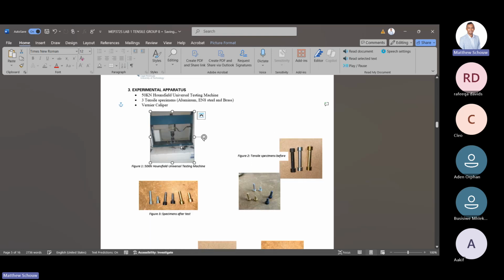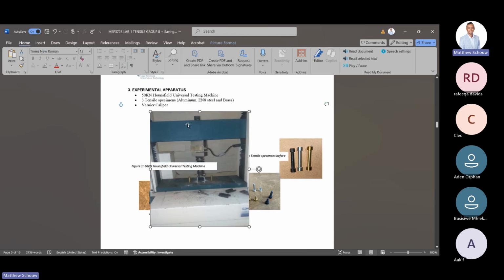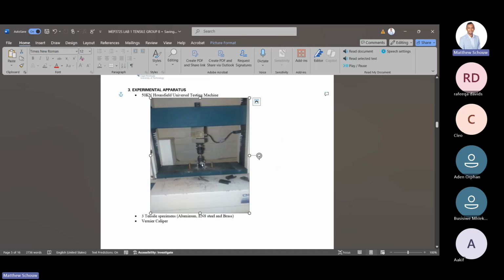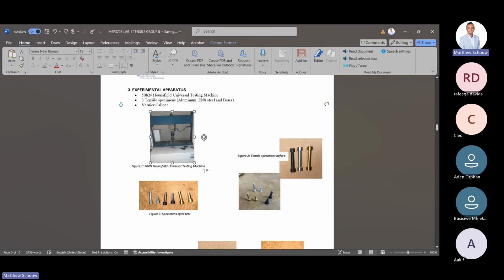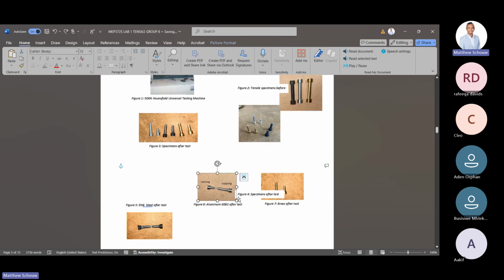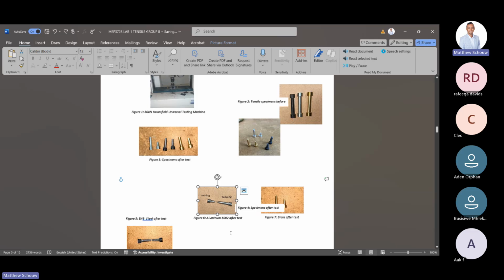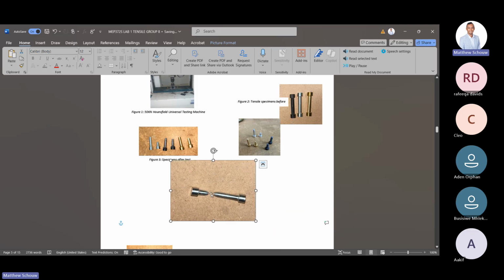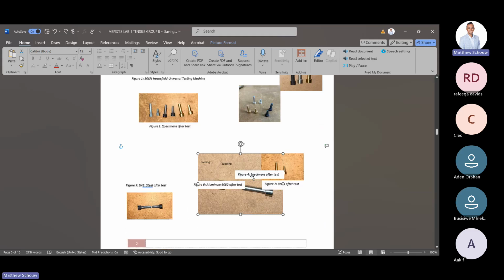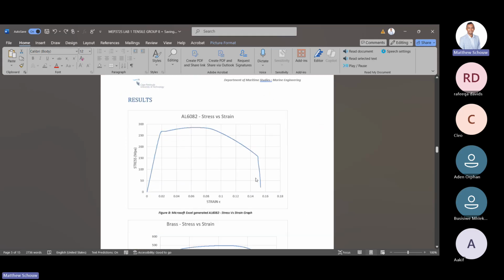The machine they used was something like this. This is a Hounsfield testing machine. You have these two supports where you clip in the specimen. This support stays stationary, and this crosshead moves up, pulling the specimen. What the students have done is taken the dimensions before the test and after the test. It's an aluminium 6082, by the way. You can see that fracture, this particular cup and cone fracture. And to show you what the actual graph looks like, it looks exactly like this.